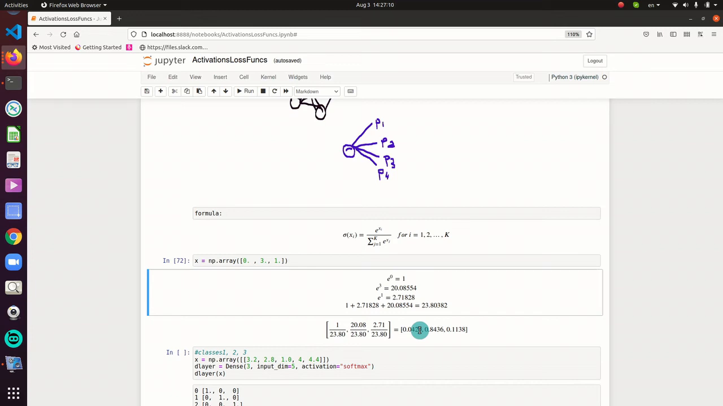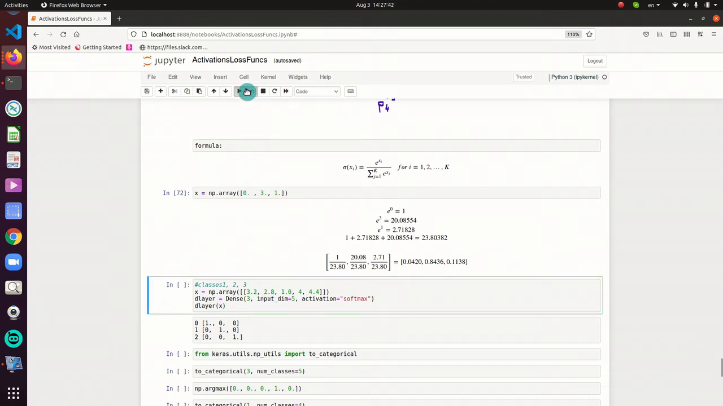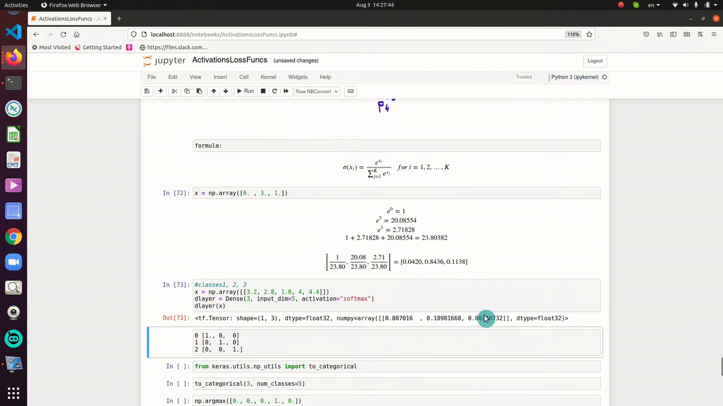Remember, non-differentiable functions are no good for NNs. We look for smoothness in all activations. Let's see Keras in action. Here is a dense layer, takes a 5-dimensional input and outputs a vector of 3 probabilities for class 1, class 2 and class 3. Here it is.